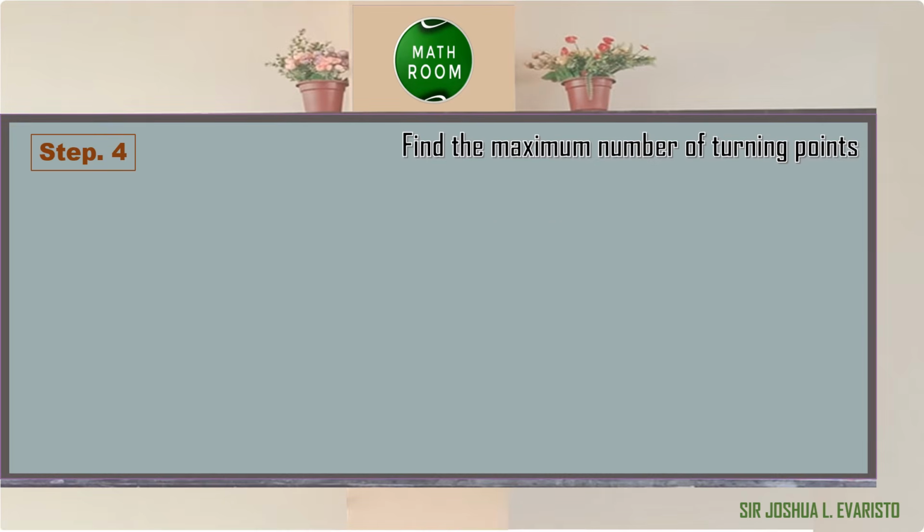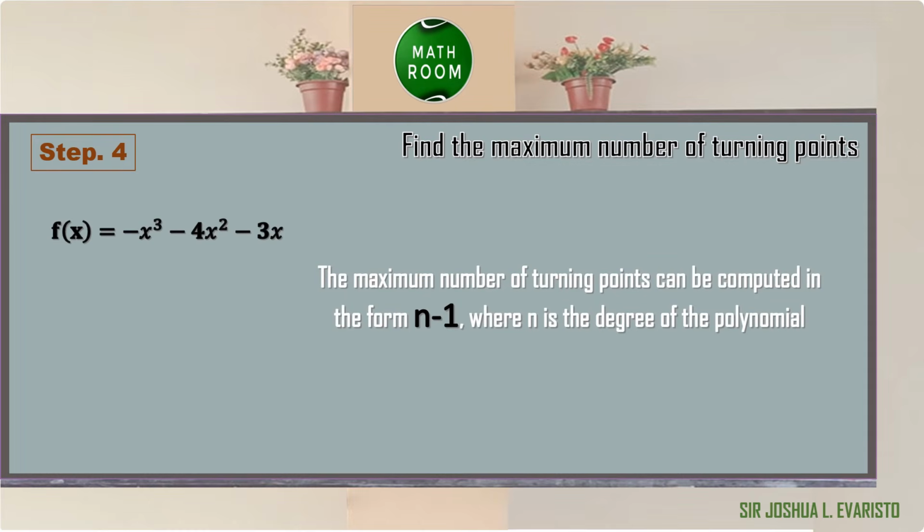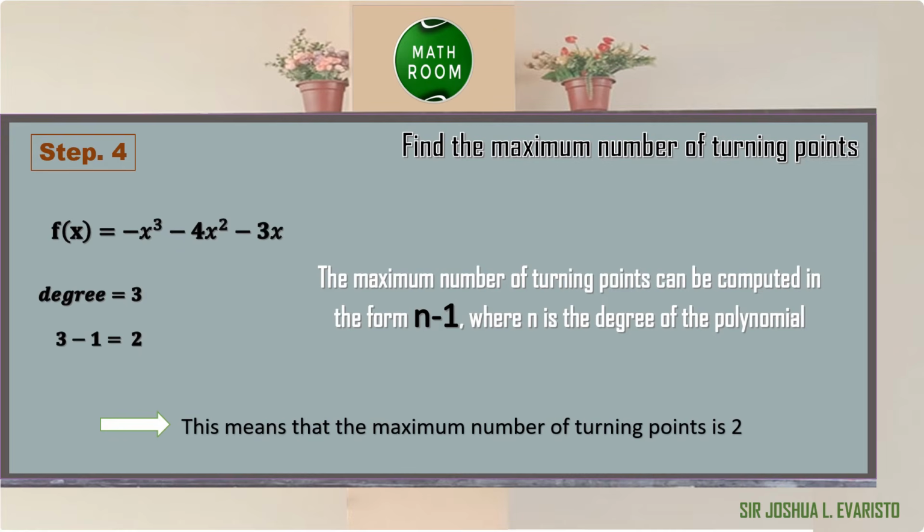Step number 4. Find the maximum number of turning points. The maximum number of turning points can be computed in the form of n - 1, where n is the degree of the polynomial. In the given polynomial function, our degree is 3. So, 3 - 1 is equal to 2, which means that the maximum number of turning points is 2.